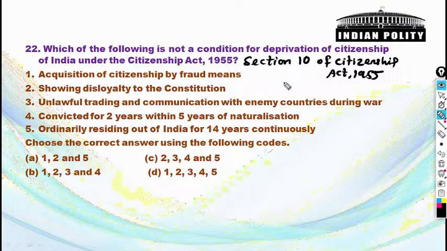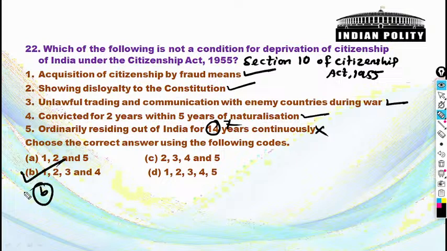Under this section, acquisition of citizenship by fraudulent means is a ground. Showing disloyalty to the Constitution is a ground. Unlawful trading with the enemy during war is a ground. Conviction for 2 years within 5 years of naturalization is a ground. Ordinarily residing out of India for 7 years is a ground, so that 14 years is wrong. So it is incorrect. The answer will be 1, 2, 3, 4, B.